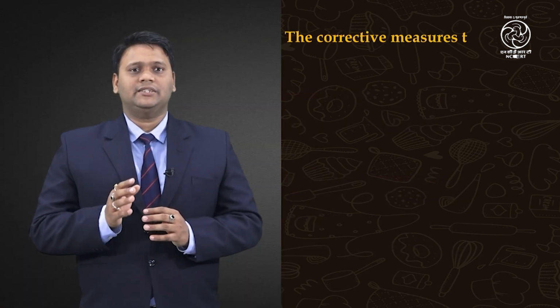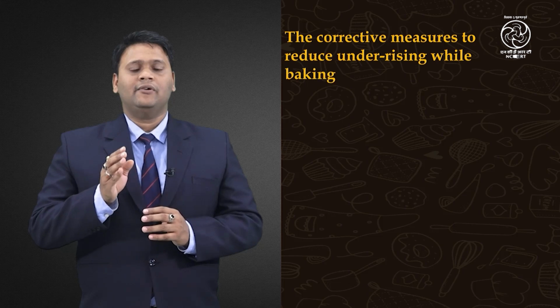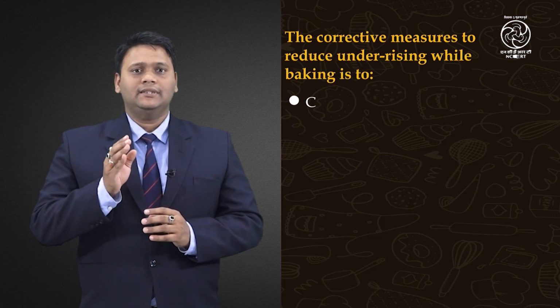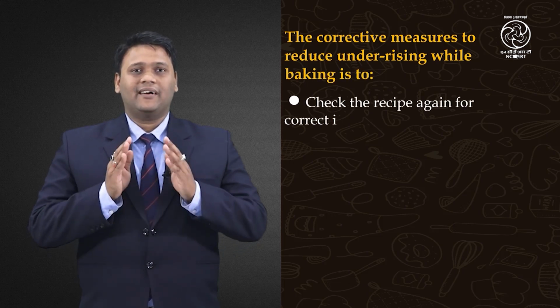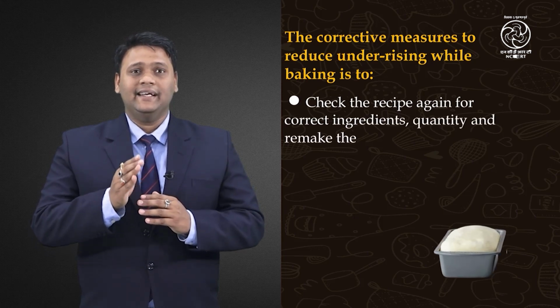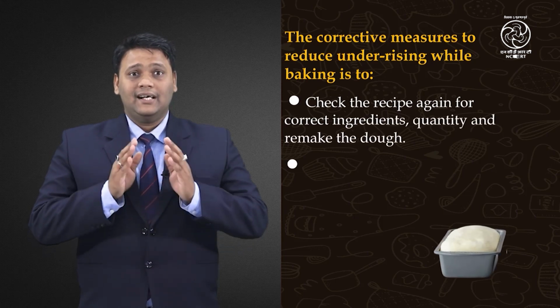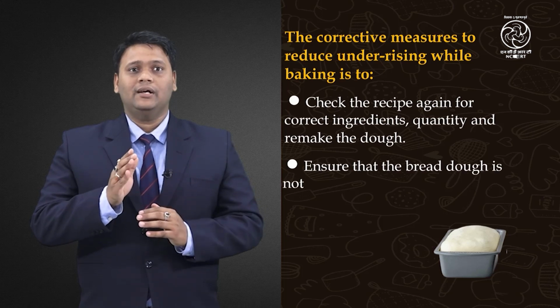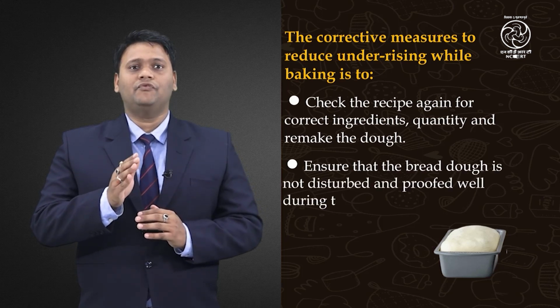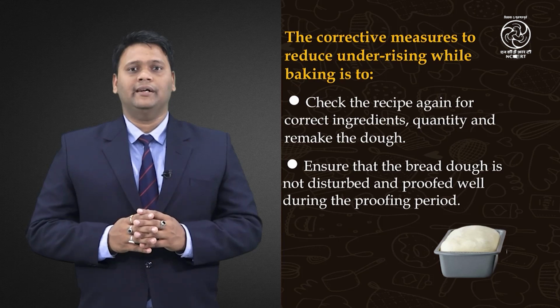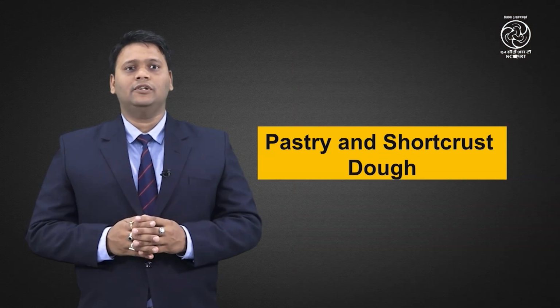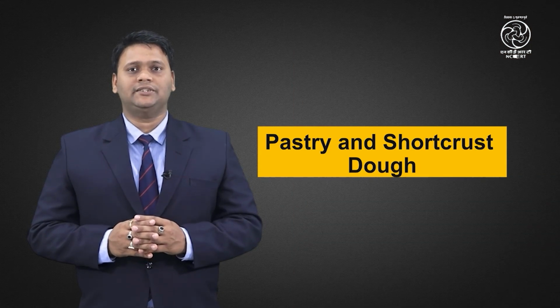The corrective measures to reduce under-rising while baking is to check the recipe again for correct ingredient, quantity and remake the dough. Ensure that the bread dough is not disturbed and proofed well during the proofing period. Let us now see the faults in pastry and short crust dough.